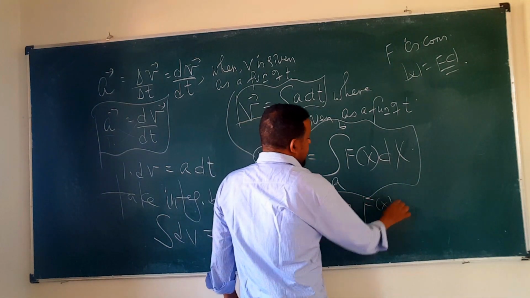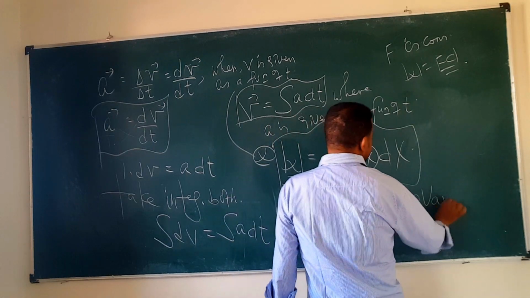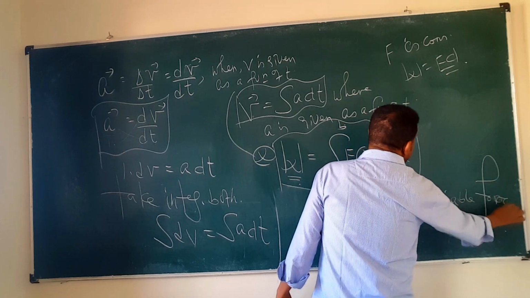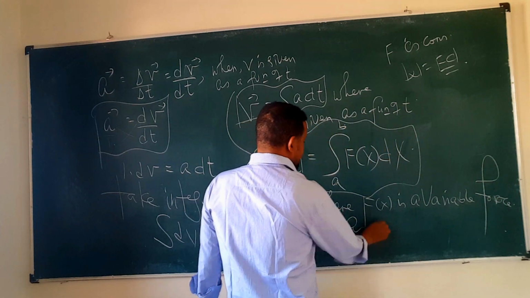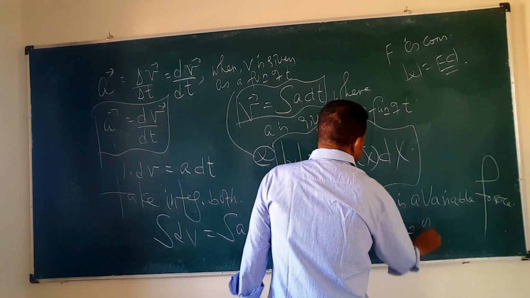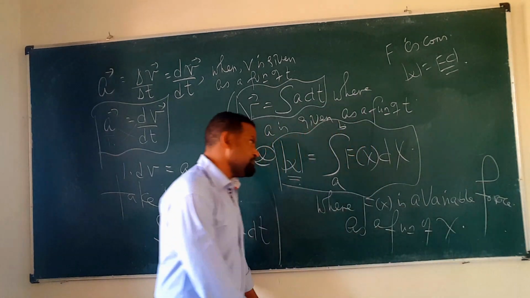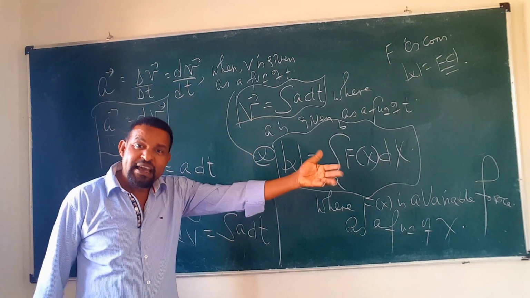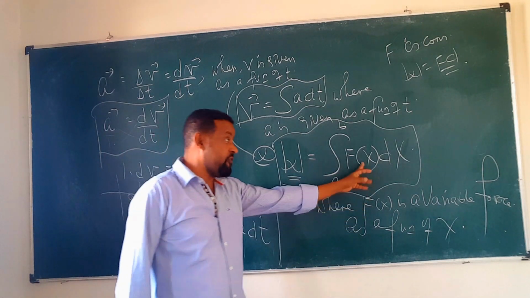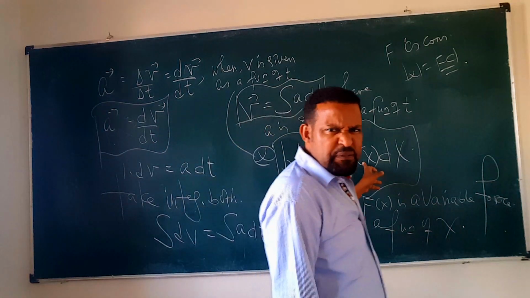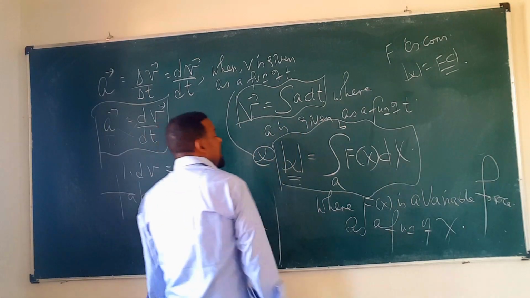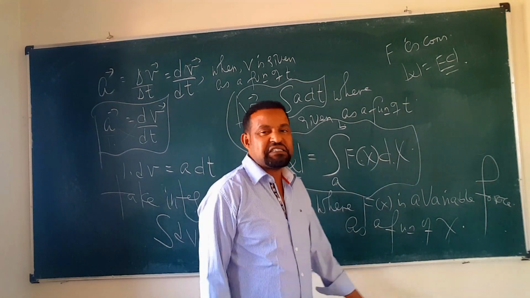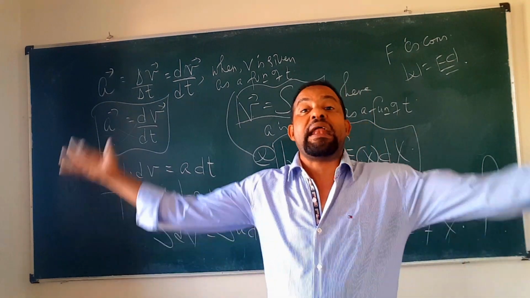Where this f of x is a variable force as a function of x. So when the body moves from position A to position B by applying a variable force f of x, which is a function of displacement x, then work done is equal to the definite integral from A to B of f of x dx, where this f of x is the variable force applied by the given object.